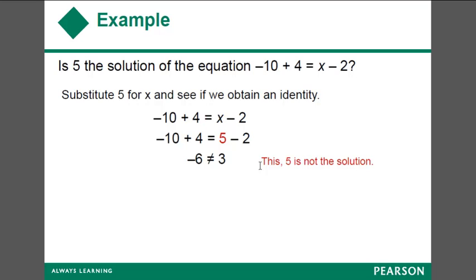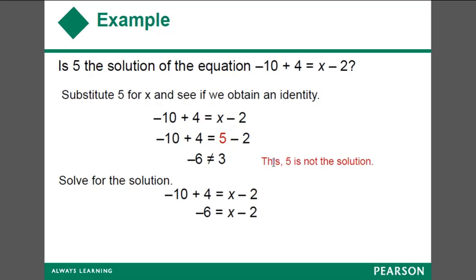So if 5 is not the solution, what will be my solution? Let's solve the original equation, negative 10 plus 4 equals x minus 2. Let's solve that for x. So what I'm going to do is first simplify the left hand side, negative 10 plus 4, which gives me a negative 6. I have negative 6 equals x minus 2.